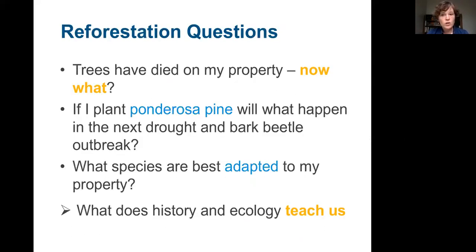In terms of reforestation questions that you may be getting from homeowners, these are sort of the ones that we're hearing, that Susie Coker and others who work in UC Extension have been hearing. Trees have died on my property. Now what? If I plant ponderosa pine, what will happen in the next drought or bark beetle outbreak? What species are best adapted to my property? There's a little bit of fear that if ponderosa or different pines are planted, they're just going to die in the next go around. So I think it's useful to look at what history and ecology can teach us in this regard.